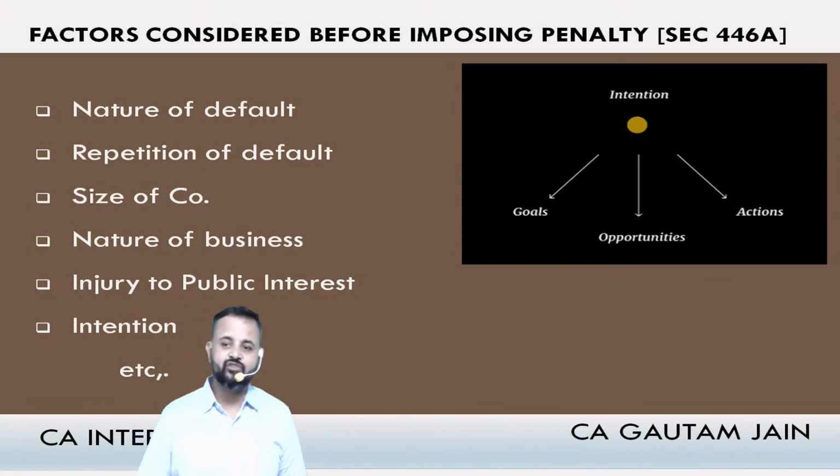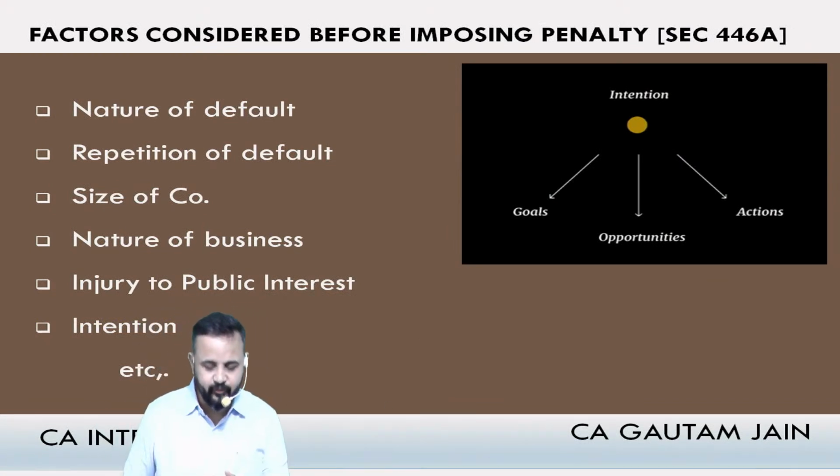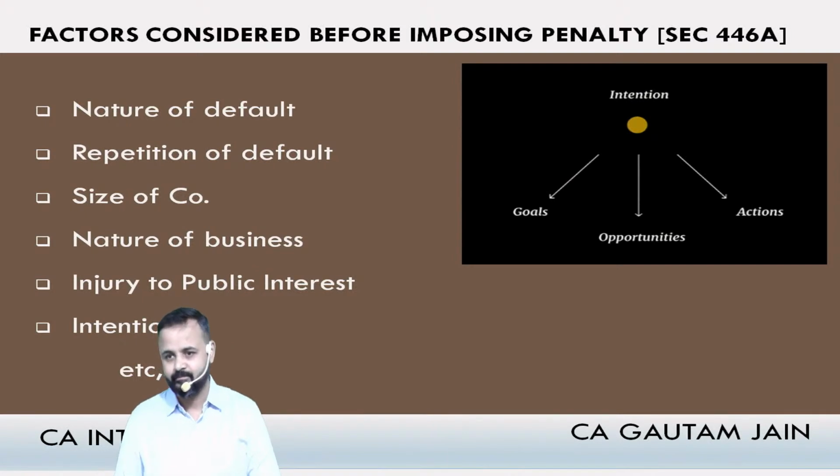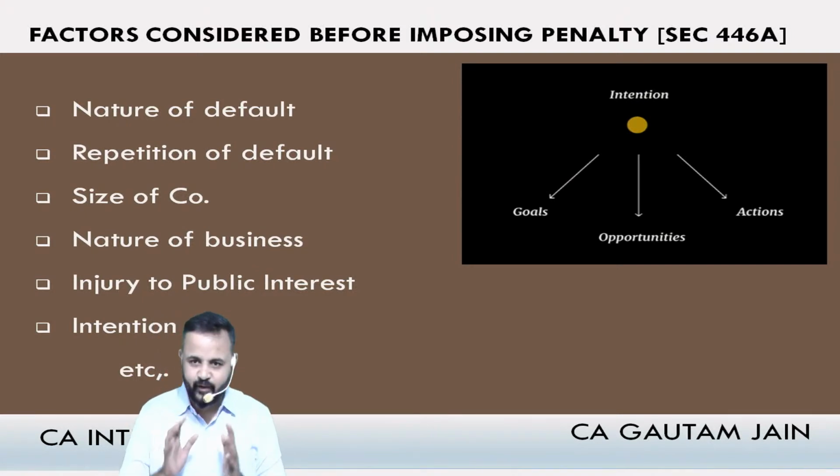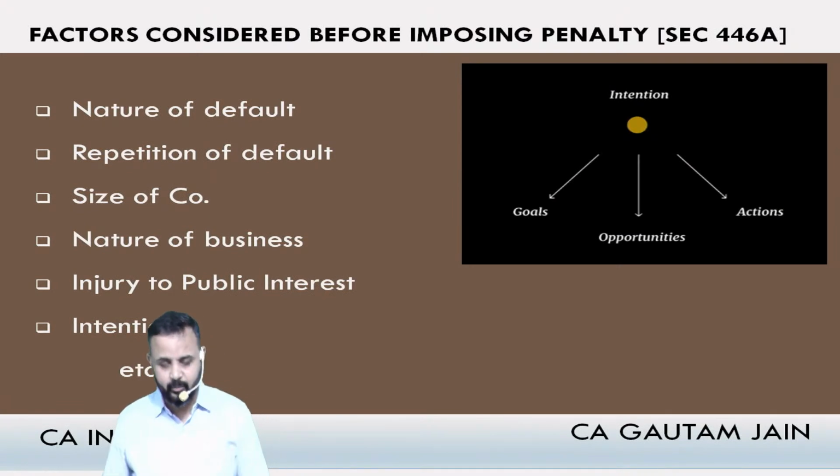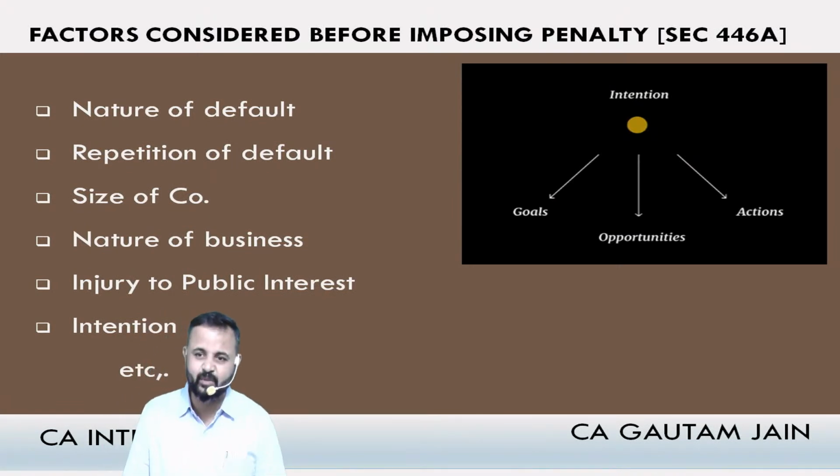Then what are the factors the adjudicating authority will consider before imposing penalty? Come on, will they consider factors before imposing penalty? Yes, sir. So what are those factors? Nature of default. Very good. Repetition of default, that is how many times it has been done.